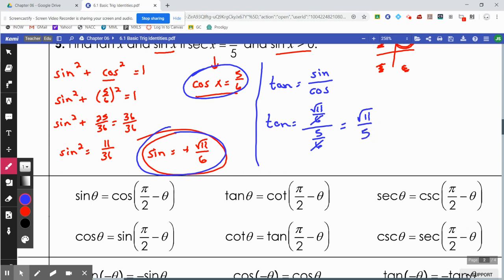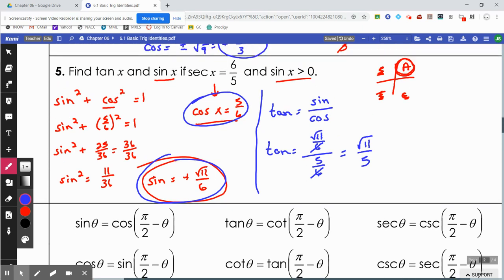And when you're using that identity, since there's no plus minus, you don't have to worry about the positive and negative because that identity actually takes care of the positive and negative for you.